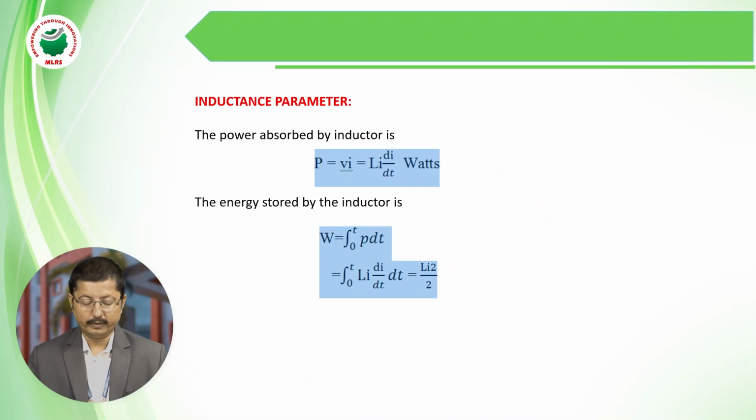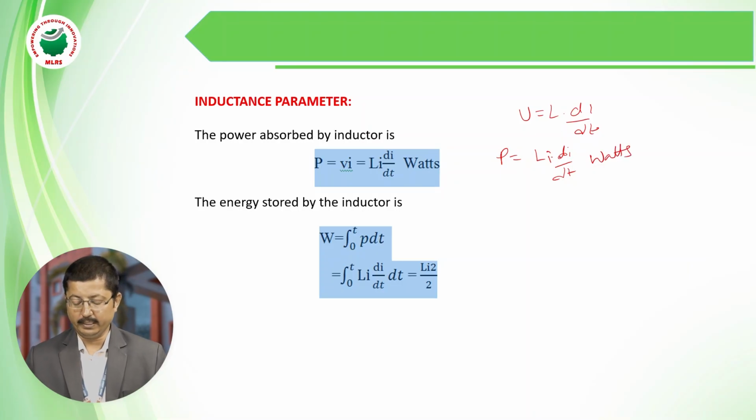Now we will see the power absorbed by the inductor. The power P is equal to V into I. What is V here? V is nothing but L into di by dt. So power P equals L into di by dt into I, in watts. So power P equals L i into di by dt.